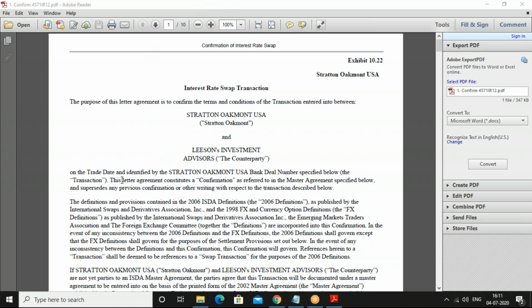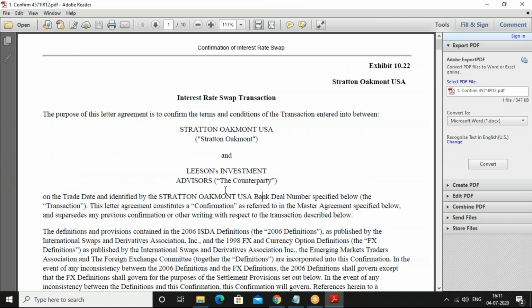Okay. Now, can all of you see this properly? Let me make it a little bigger. Okay. I'll just read out a few of the key things so that you understand why it takes time to create these confirmations and why it is extremely important to do affirmation.